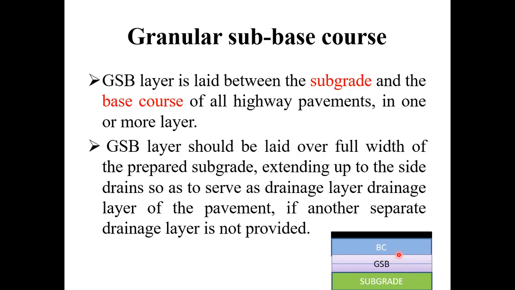Assume if the thickness of the GSB is 200 or 250 mm, you can construct in a single layer. Suppose it is 500 or 600 mm, then you need to construct in three layers. That is, you divide it into 200 mm for the first layer, next 200 mm for the second layer, and next 200 mm for the third layer. Like that you are constructing. Next, the GSB layer should be laid over the full width of the prepared subgrade. Just see the figure. Before the construction procedure, I will tell in brief how the construction takes place. If you understand that procedure, you will be able to write the remaining answer.